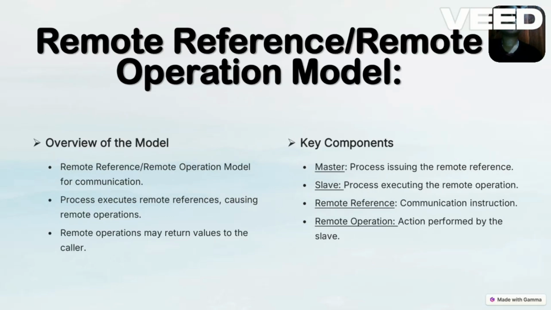Remote reference or remote operation model. The overview of the model: the remote reference or remote operation model is used for communication. It processes and executes remote references that cause remote operations. Remote operations may return values to the callers. Key components are the master, slaves, remote references, and remote operations.